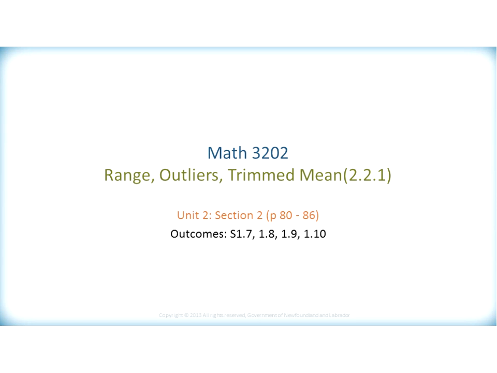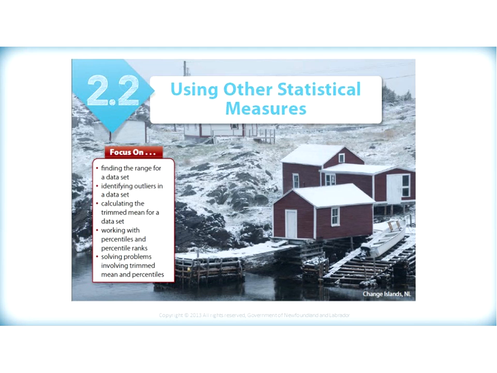In this video, we're going to look at a few other terms: range, outliers, and a trimmed mean. We're going to look at finding the range for a data set, identifying outliers in a data set, and calculating the trimmed mean for a data set.